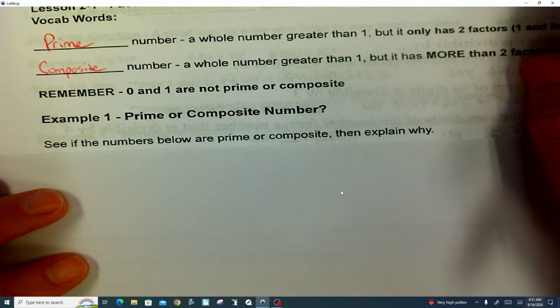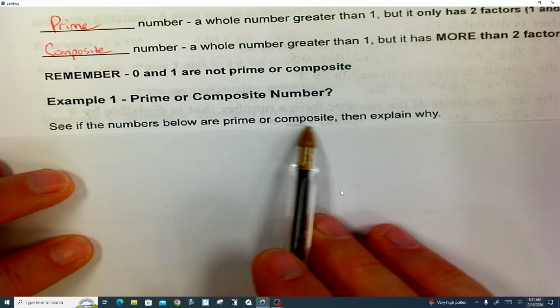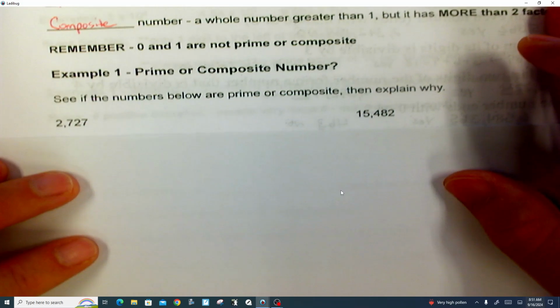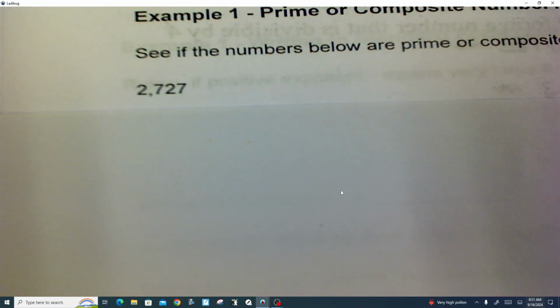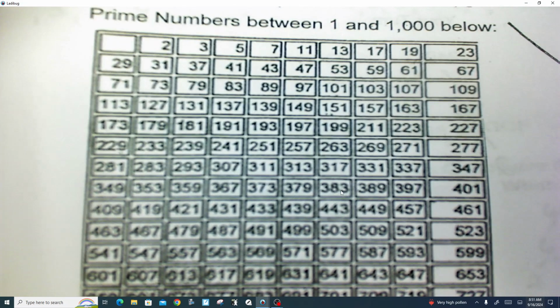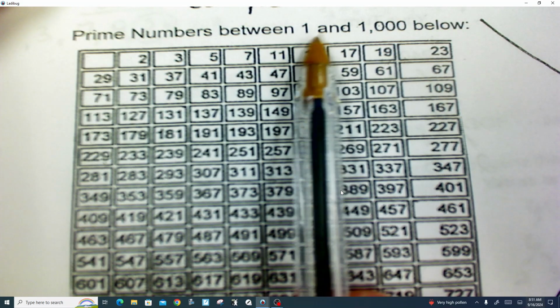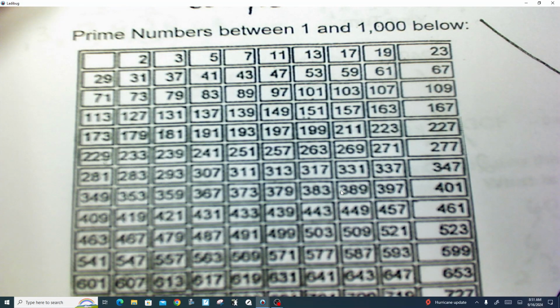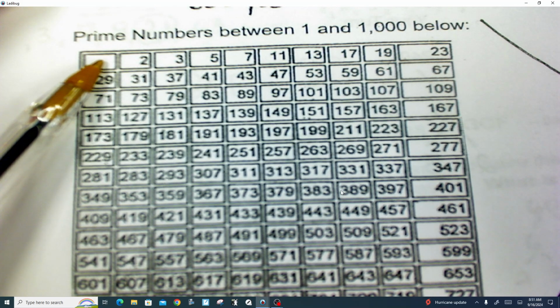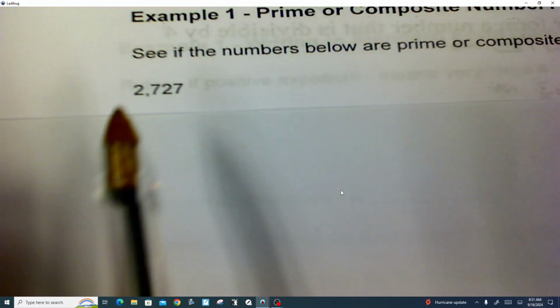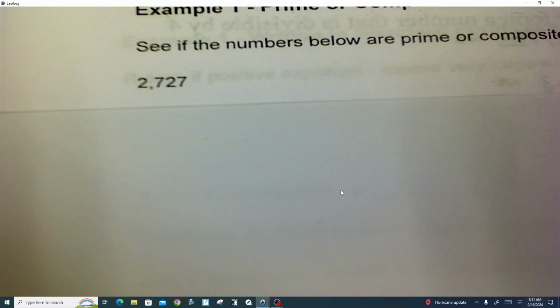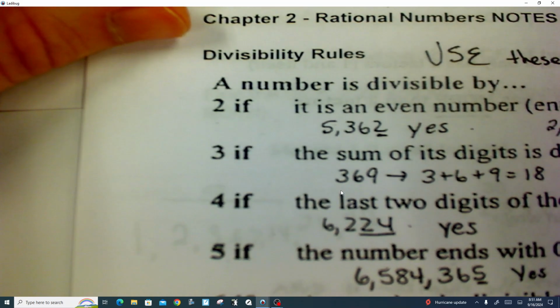How do we know if a number is prime or composite? Well, see if the numbers below are prime or composite and then explain why. So we have two numbers right here, and let me zoom in. This is 2,727. If you went back to the first page of your packet, we have all the numbers between 1 and 1,000 telling whether or not it is prime. You'll notice that 1 is not prime. So anytime it's asking you that, you can go straight to this chart and see if it's prime. If it's bigger than 1,000, then we have to start thinking about the divisibility rules, right?